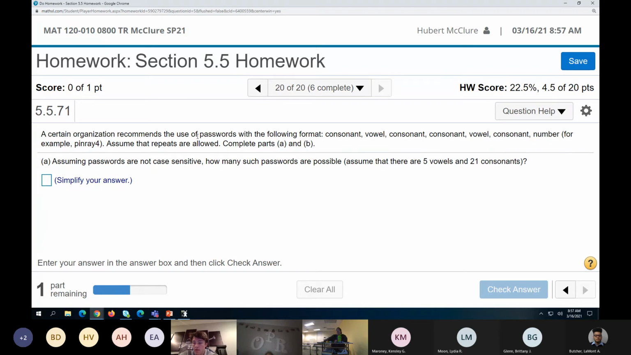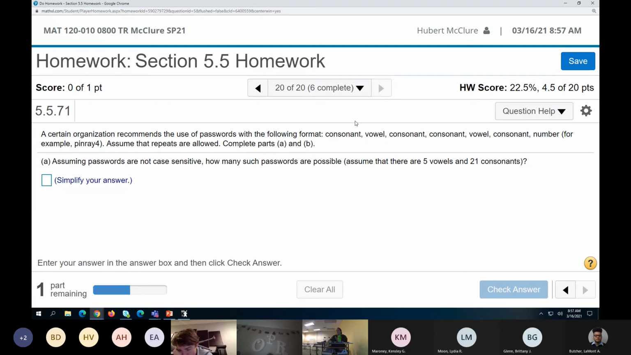A certain organization, a group, recommends the use of passwords with the following format: consonant, vowel, consonant, consonant, vowel, consonant, number. For example, Penray 4. Okay, so how many consonants are there? Well, first you have to count the vowels. A, E, I, O, U. There are 5 vowels, and there's nothing on there that talks about Y.